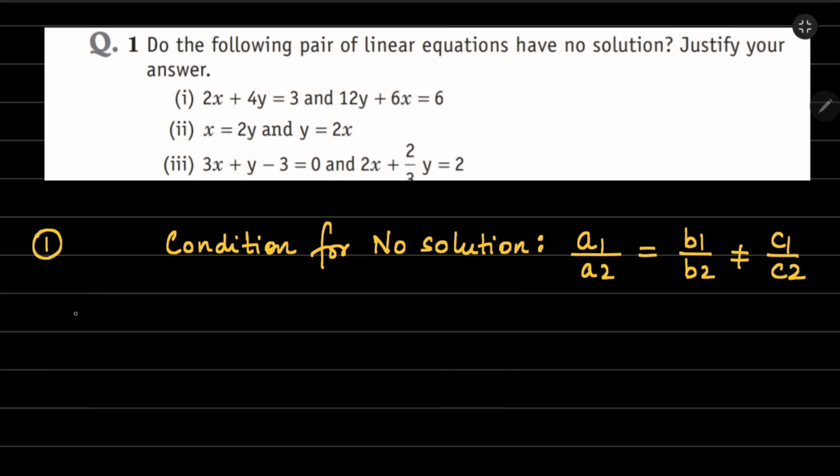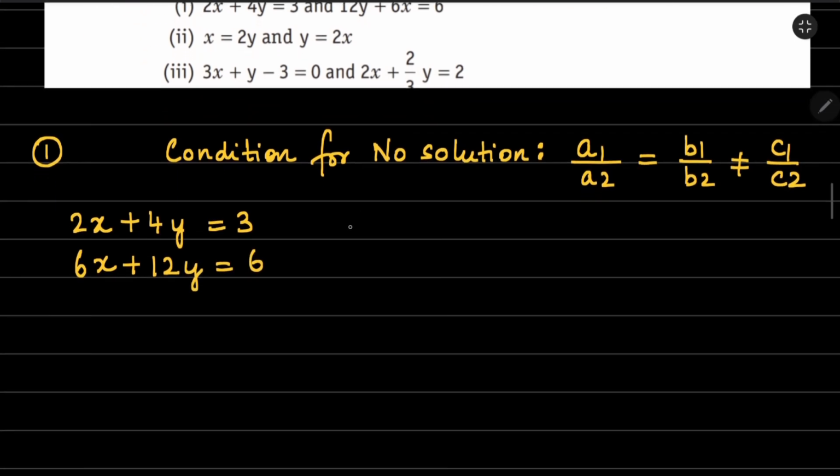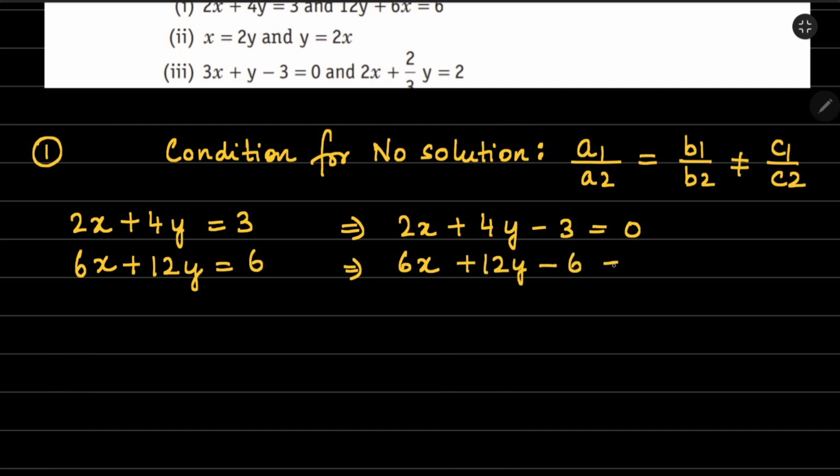Now let's check for the first one. You are given 2x plus 4y equal to 3, and 12y plus 6x equal to 6. Let's rearrange it and write 6x plus 12y is equal to 6. I can write the first as 2x plus 4y minus 3 equal to 0, which is of the form a1x plus b1y plus c1 equal to 0. And the second equation I can write as 6x plus 12y minus 6 equal to 0.